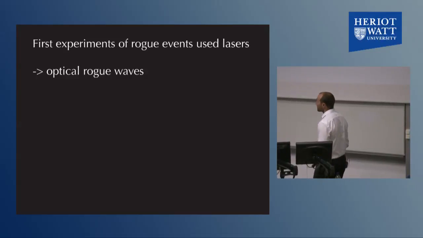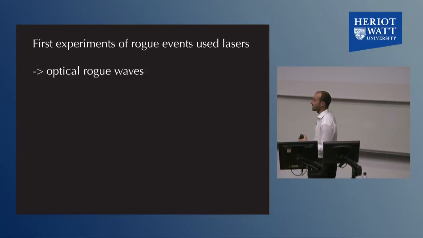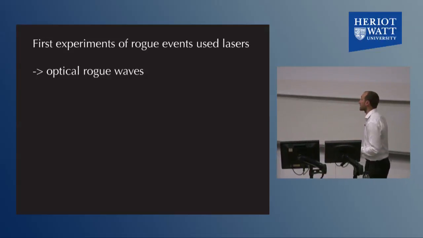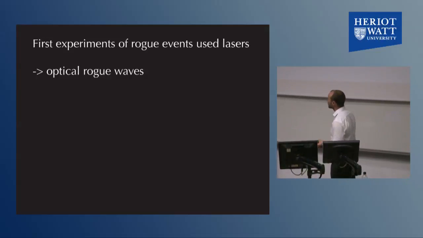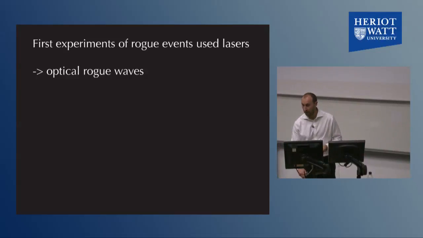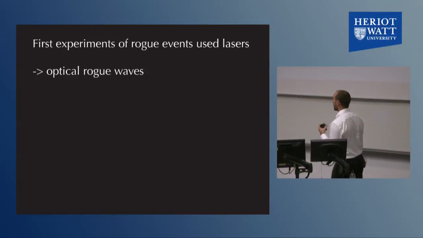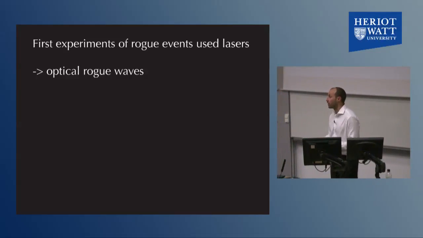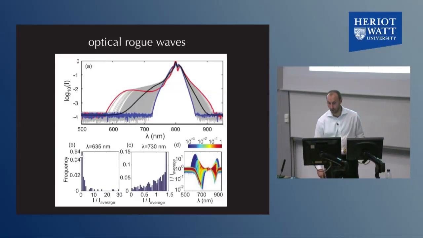It turns out that the first experiments of these rogue wave events were actually obtained using optics, using laser physics. And these are now called optical rogue waves. But nevertheless, even if they're optical, they're providing very valuable insight into how the water counterpart also works.